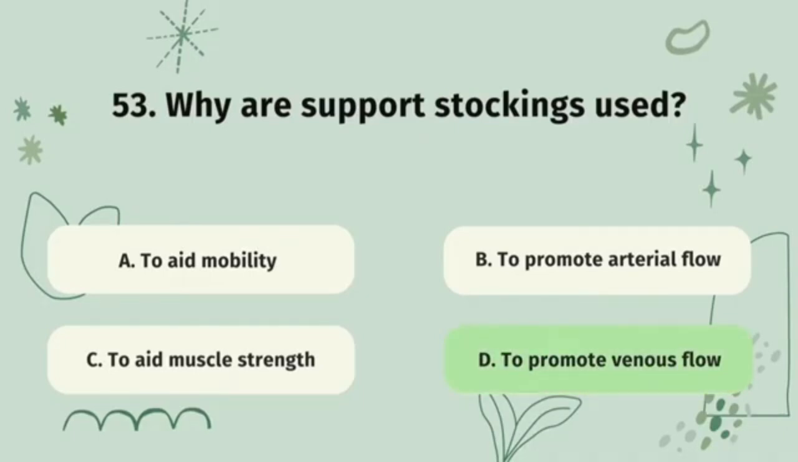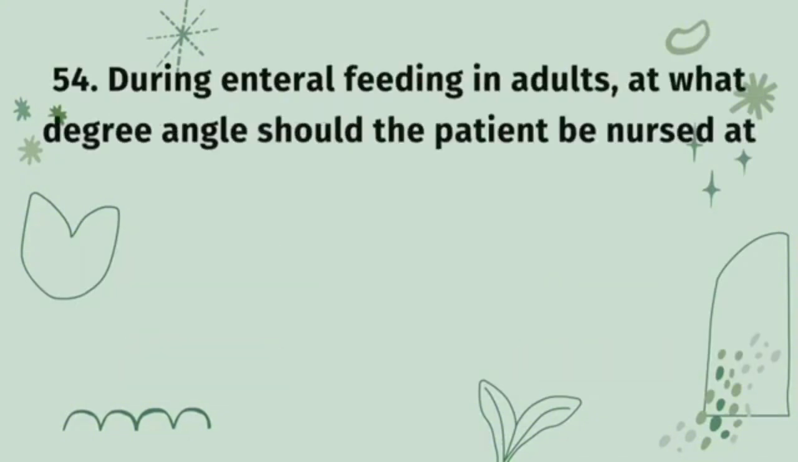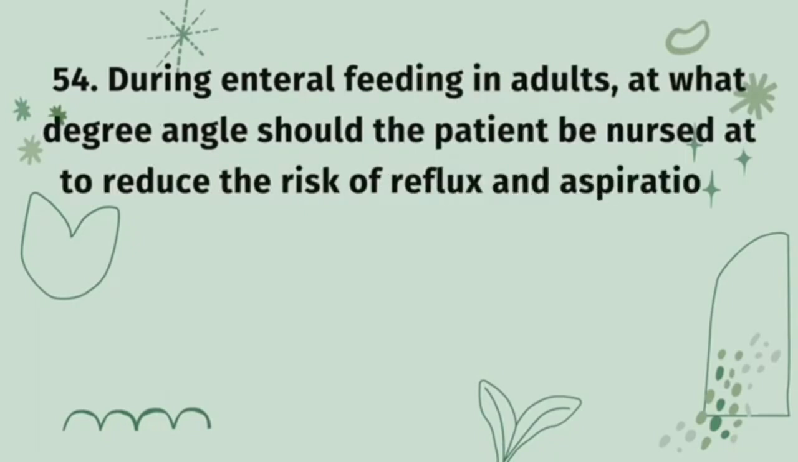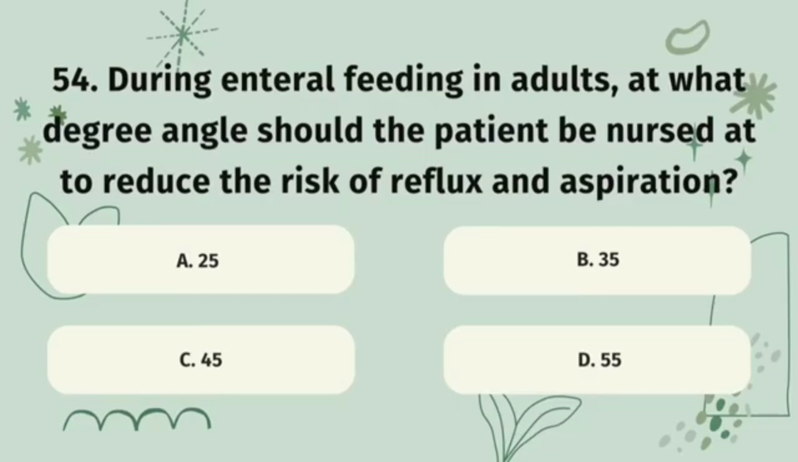The correct answer is D. Question 54. During enteral feeding in adults, at what degree angle should the patient be nursed at to reduce the risk of reflux and aspiration? Option A. 25. Option B. 35. Option C. 45. Option D. 55.